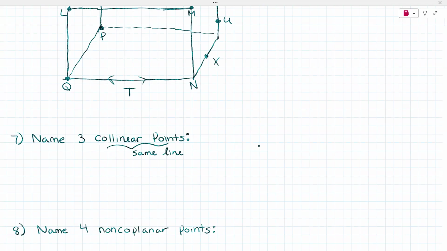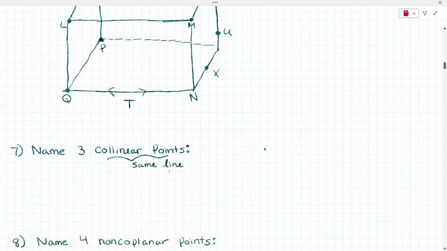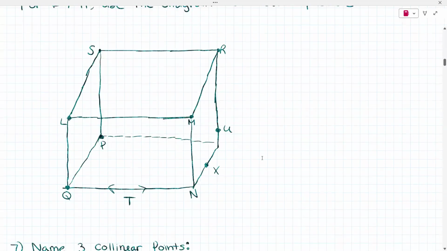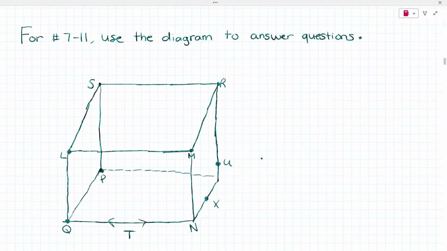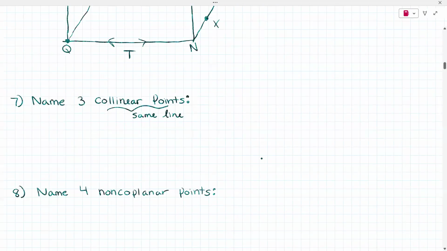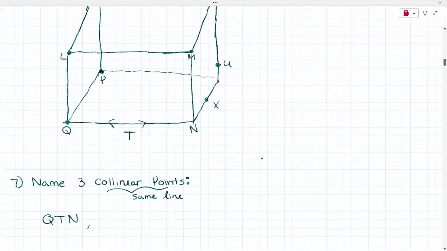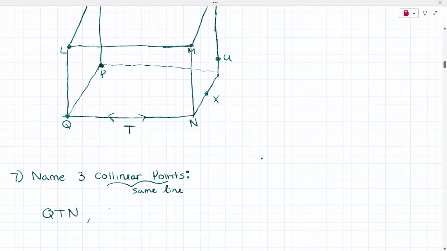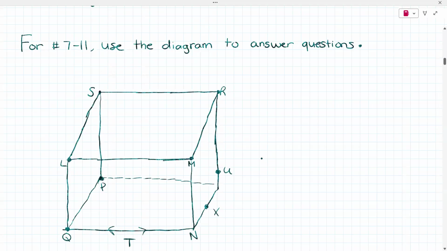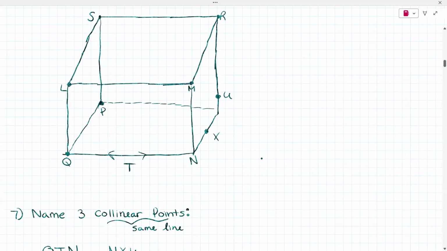Name 3 collinear points. So one would be points Q, T, N. Right here is QTN. That's one example. What's another? N, X, U. And I think that'll be it because they want exactly three, right? So it's just going to be NXU or QTN.